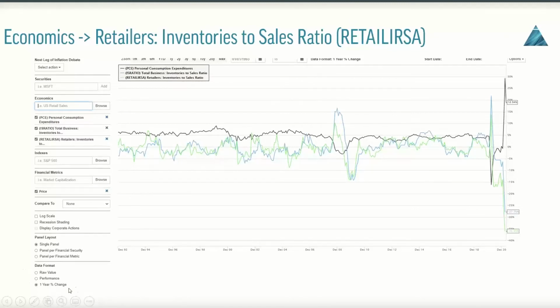You're already at a 1 year percent change data format, so it's going to show you the magnitude of that drawdown. Keep in mind, a lot of this is demand side, but we still have this inventory drawdown here, clocking in at about 36%.